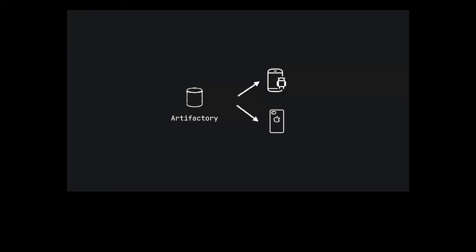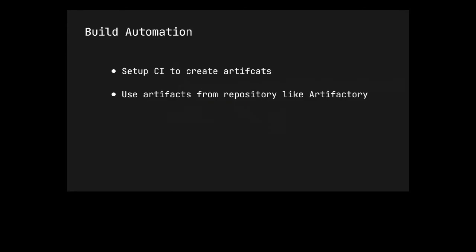And there are articles on how to do that with CircleCI, with Jenkins, or BuildKite, or whichever CI system you use. So those are the two steps you could take to set up build automation for your libraries.